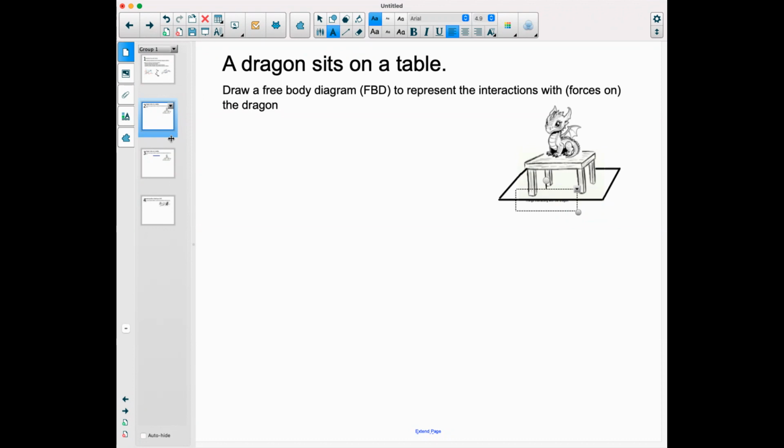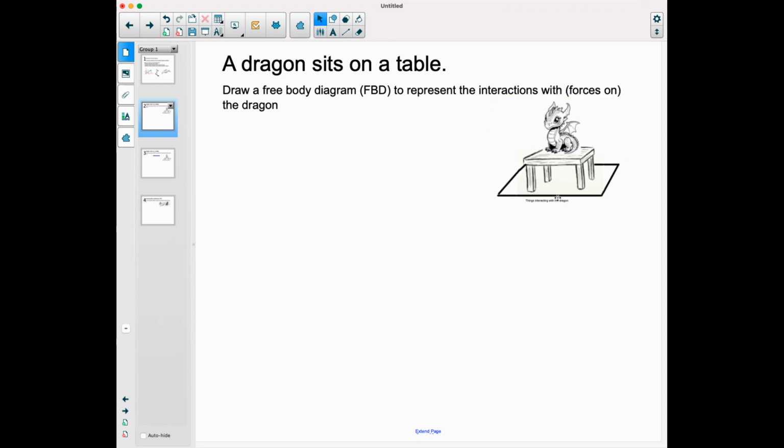To show you this, I'm going to walk through a couple of different scenarios that point out different features of drawing free body diagrams to represent interactions. In this one, we're going to draw a free body diagram to represent the interactions with, which is the same thing as saying the forces on, this little dragon, which is sitting on the table. The first thing I want to do is list the things that are interacting with the dragon. If we're going to draw and represent those, we better have a good list of them. So, things interacting with the dragon.